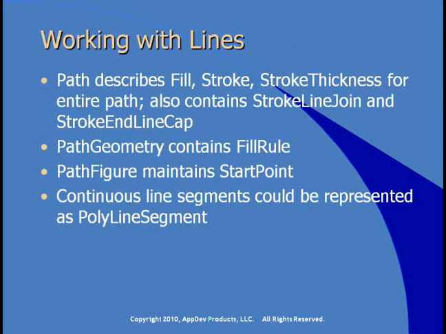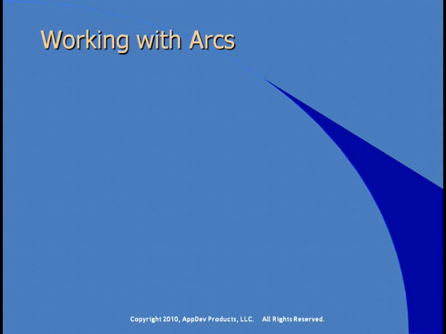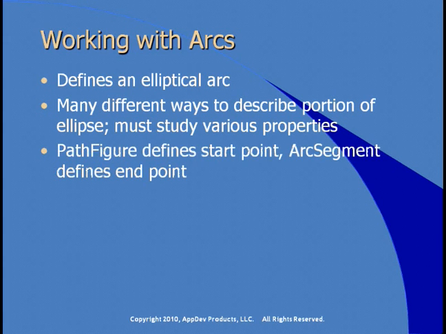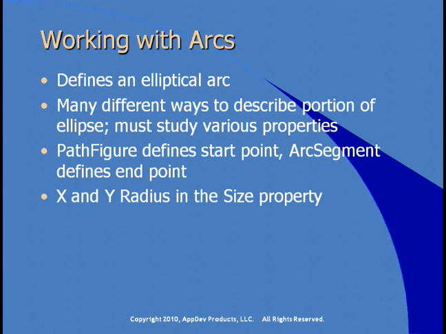What about creating arcs? An arc defines an elliptical arc, that is, a portion of an ellipse. The problem with this is there are lots of different ways to describe a portion of an ellipse, and you have to study the various properties of the arc segment element to understand how this all works. Remember, the path figure defines the start point, and the arc segment defines the end point. The x and y radius are set in the size property. So the size defines how big this arc is.